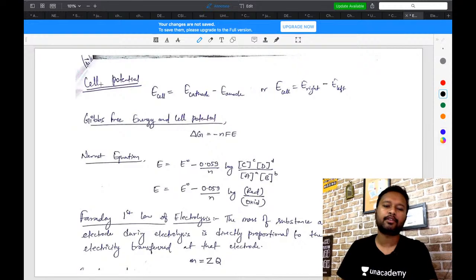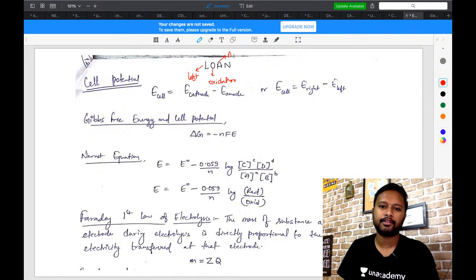Next thing is from your cell potential. Cell potential is calculated as E of cell equals E cathode minus E anode, or E right minus E left. How to find out this? There is a very basic term which you should know, that is called LOAN. L for left, O for oxidation, A for anode, and N for negative.